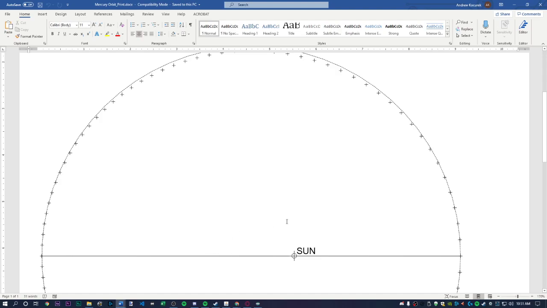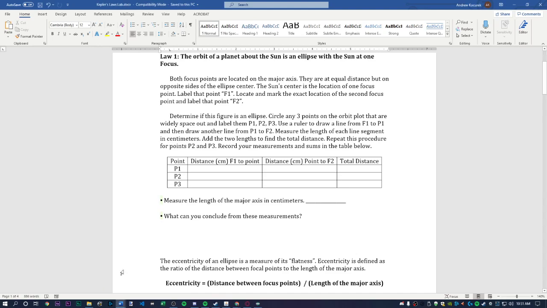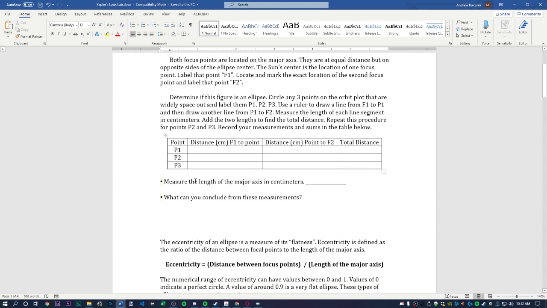So you're going to measure them in centimeters and add those numbers up. You're going to put them there: focus point 1 to the point, then the point to focus point 2. And then the total distance is going to be whatever number it happens to be. Then you're going to measure the length of the major axis. That's going to be a number. And then what can you conclude from those measurements?